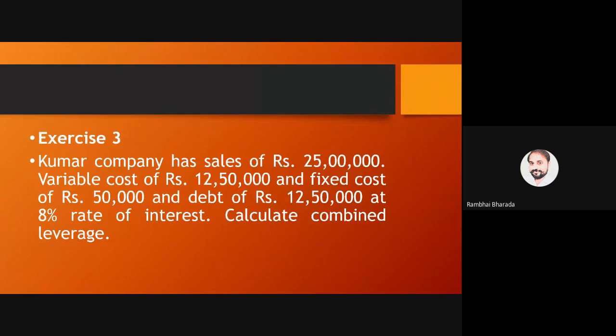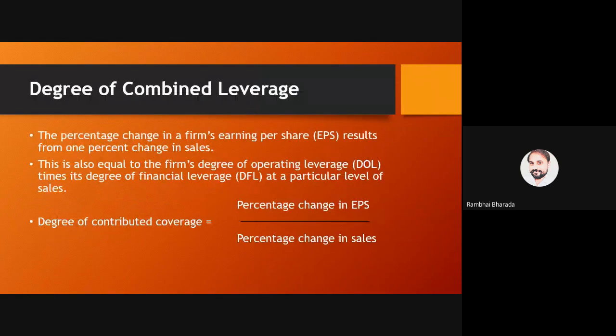Now this is the exercise number 3. But before that, let's look at the degree of combined leverage. The degree of combined leverage represents the relation between changes in sales and changes in profit before tax in terms of percentage. So please note down the formula. Degree of combined leverage is equal to percentage change in PBT, profit before tax, or EPS upon percentage change in sales. Done.